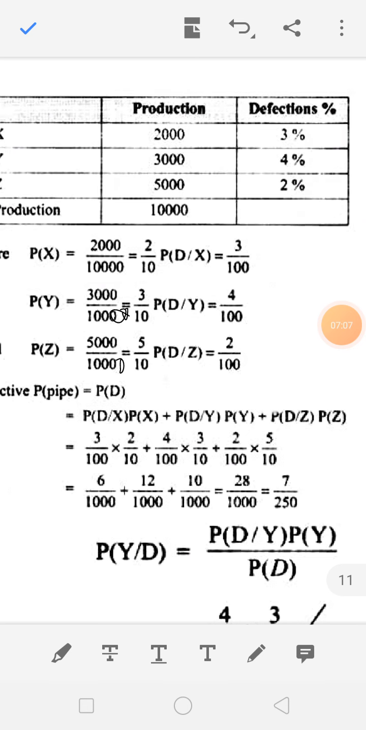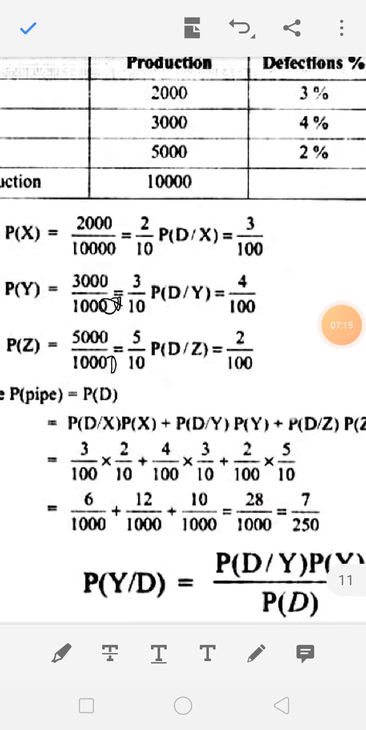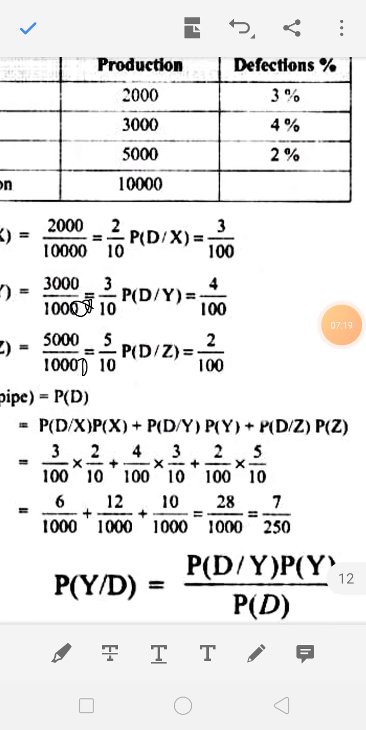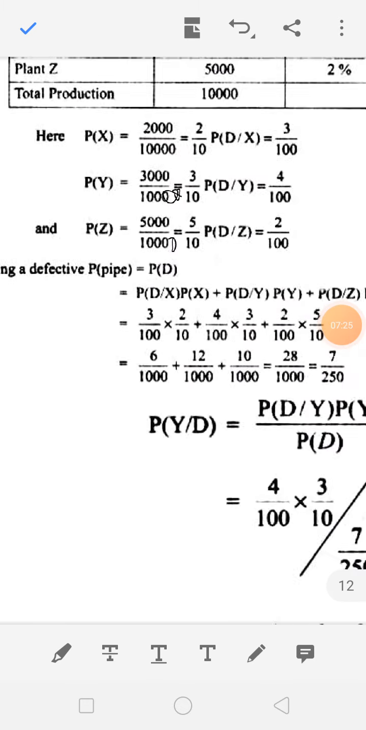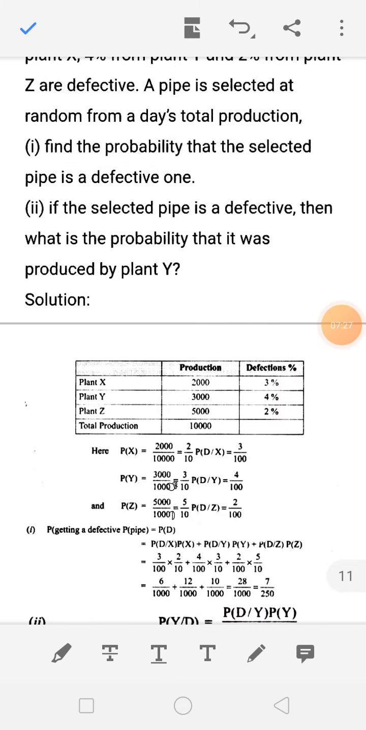So write down the formula. Defective means defective value into production value, plus defective value into production value, plus defective value into production value. So P of D by X, P of X, plus P of D by Y, P of Y, plus P of D by Z, P of Z. Substitute all the values and cancel, you will get 7 by 250. That is the answer for the first one.